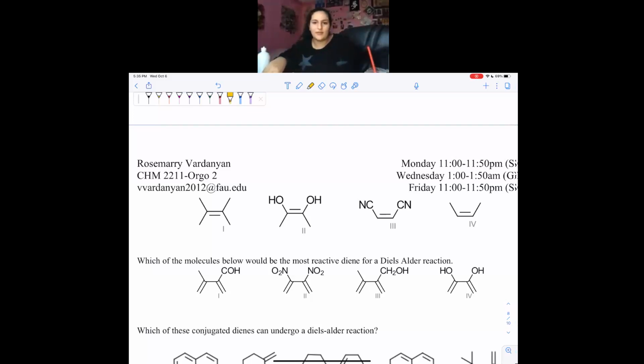Alrighty, so it's been approximately a minute. Did everyone get a chance to at least look at this? Yeah, okay. I got a couple yeses, so that's good. Alrighty, so walk me through it. Number one, what are these substituents considered?